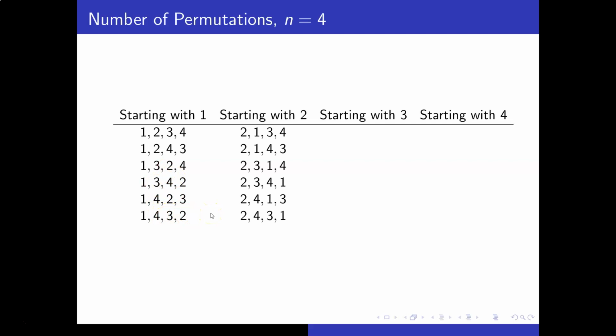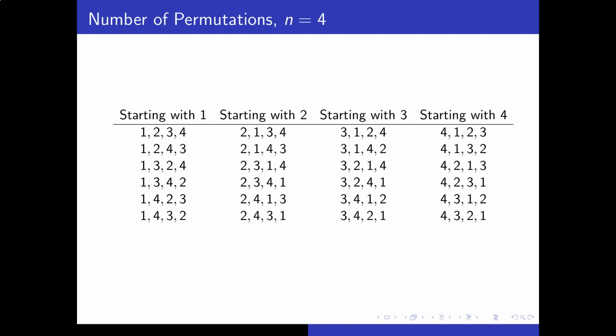If I start with 2, it's the same thing. I've got 3 numbers left over, the numbers 1, 3, and 4, but they have to appear in some ordering. There are 6 ways to do that, so I get 6 options there. Likewise, I will get 6 options with 3 and 6 options with 4. That gets me a total of 24.